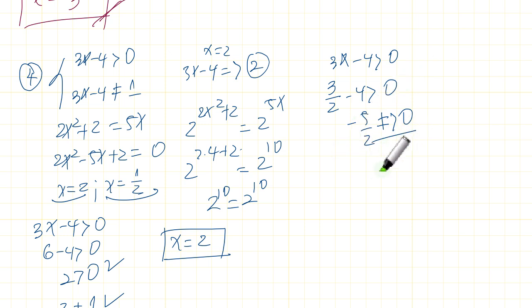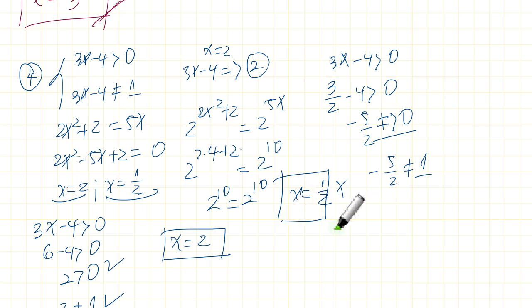And the same thing, we're going to have minus 5 divided by 2. This is different from 1. Yes, this is different from 1, but as it didn't satisfy both of these inequalities, x equals 1 half is not going to be considered as a solution. Okay.